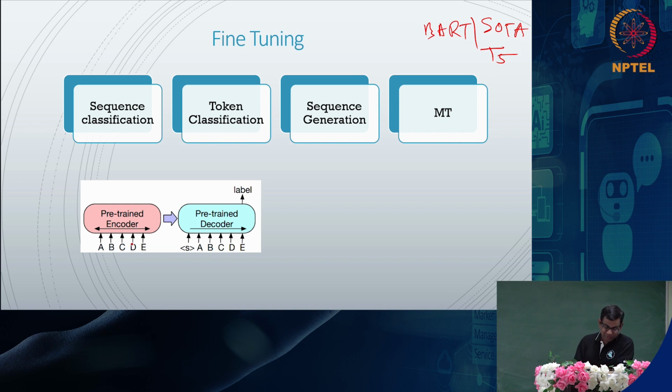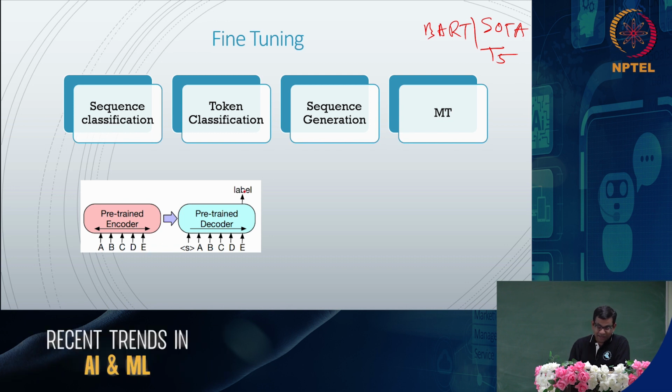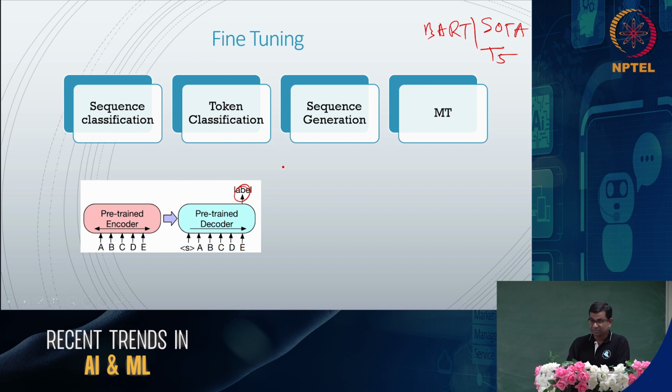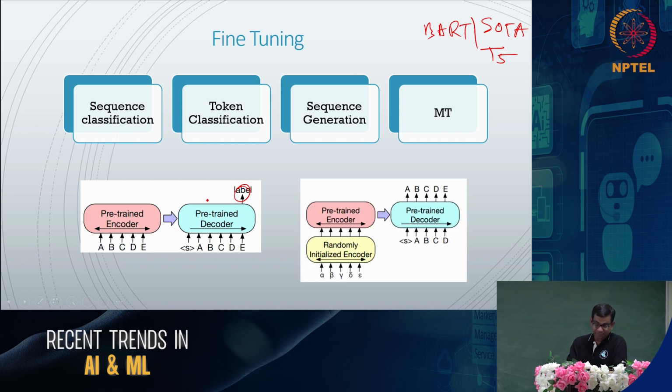Now, for all these problems, sequence classification, token classification, and sequence generation, you have the model pre-trained, then you pass the input and you get the last token's embedding and predict the label from there. For sequence classification, unlike BERT, which has that CLS token at the beginning, here you do it at the end of the sequence because it's autoregressive.